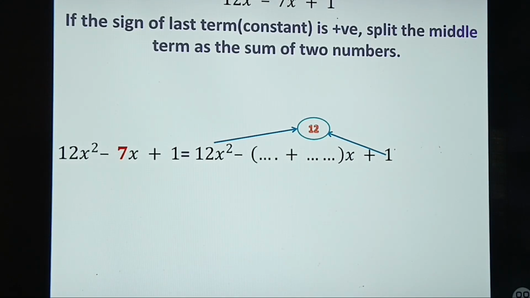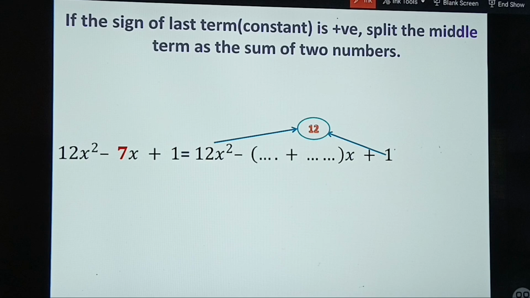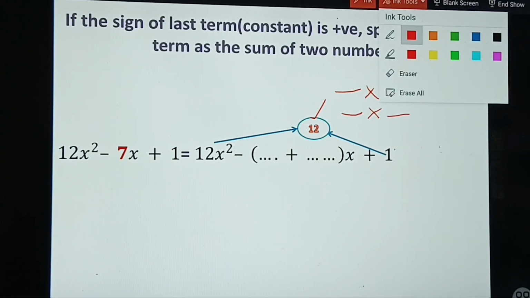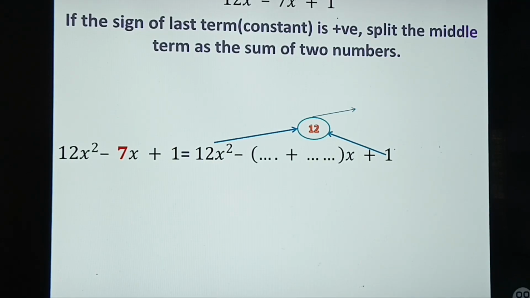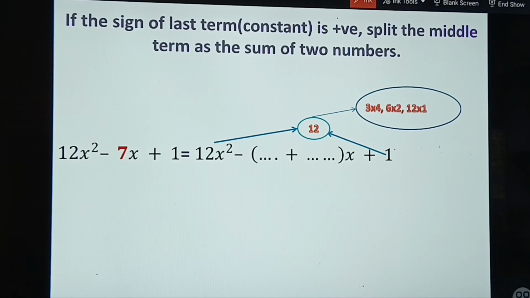The next step is to write 12 as the product of two different numbers. Can you write 12 as the product of different numbers? Yes, you can write it as 3 into 4, 6 into 2, and 12 into 1. 3 into 4 is 12, this is also 12, this is also 12.